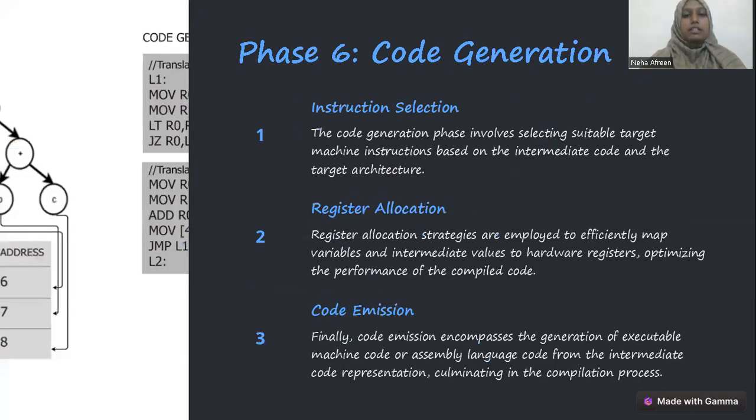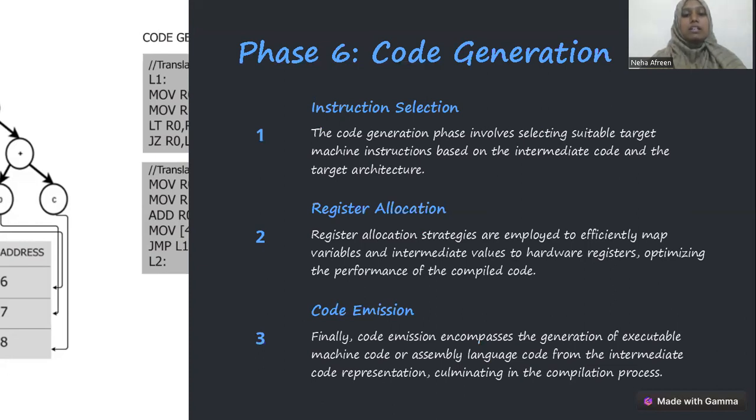The sixth phase, the RAT compiler is having the sixth phase as code generation. It is subdivided into instruction selection, register allocation, code emission. So first of all, we'll know what is instruction selection of code generation. The code generation phase involves selecting suitable target machine instructions based on the intermediate code and the target architecture.